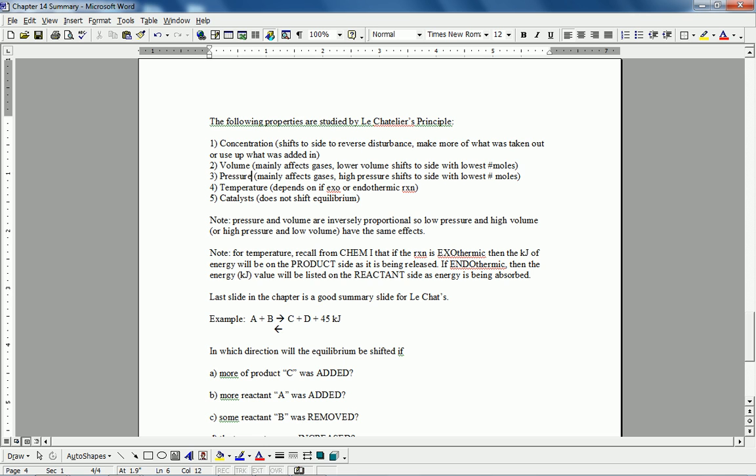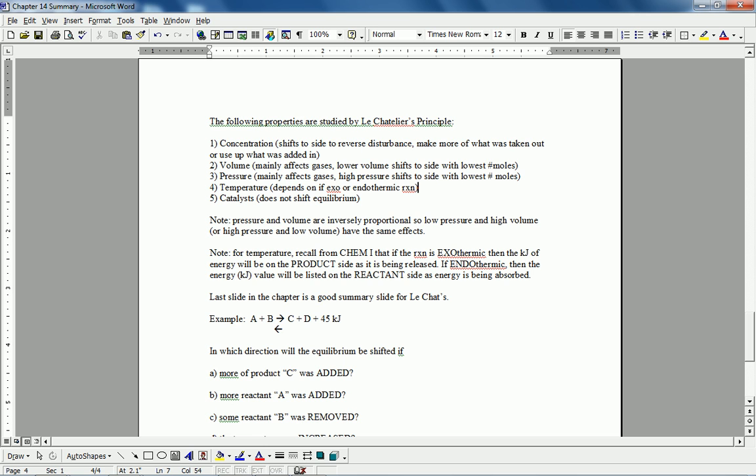By the same token, pressure, again it affects gases. The higher the pressure, the more you're likely to shift to the side with the lowest number of moles. Notice here, volume and pressure are related for gases. This is Boyle's law from Chem 1. They are inversely proportional. So as you increase volume, you decrease pressure and vice versa. Notice that if you lower volume, you shift to the side with the lowest number of moles. A lower volume means you have higher pressure, which again would shift to the side with the lowest number of moles. So really 2 and 3 are the same principle if you think about it, because volume and pressure are related.